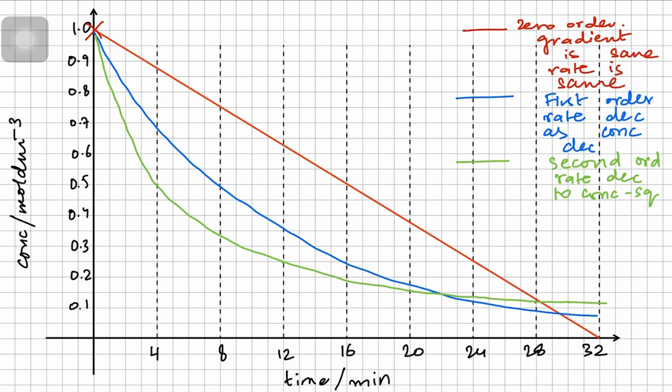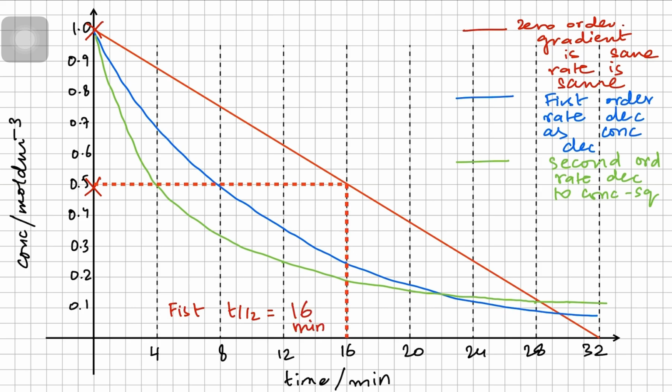Now consider the red line. The concentration was initially 1, and when it becomes 0.5, the time required was 16 minutes. So it took 16 minutes for the concentration to fall from 1 unit to 0.5 unit. You can say the first half-life was 16 minutes.